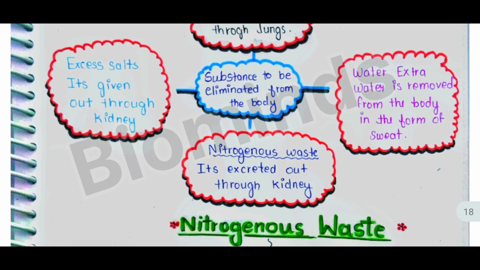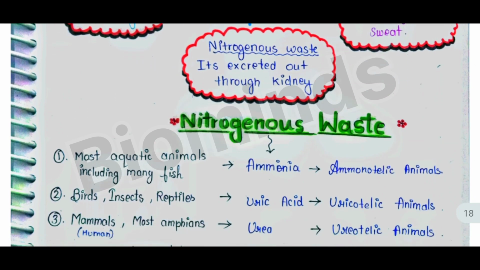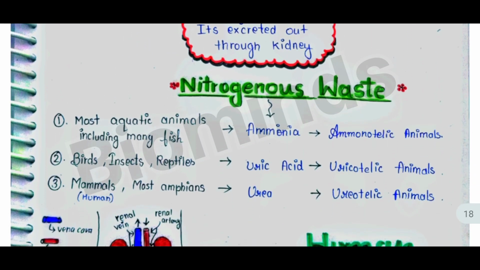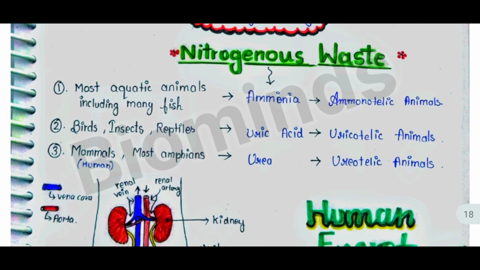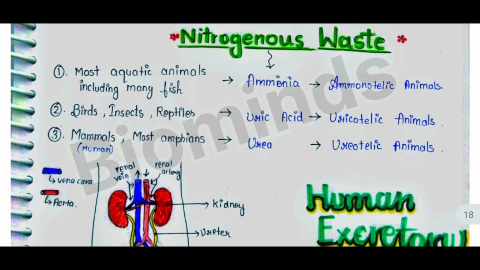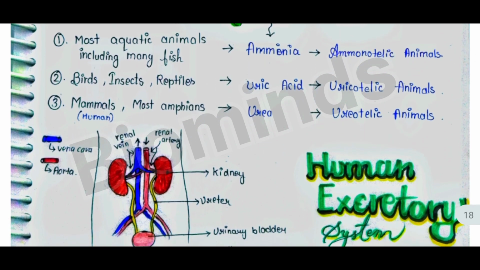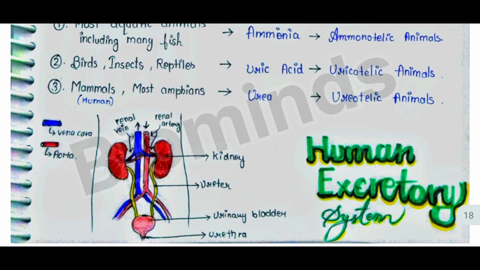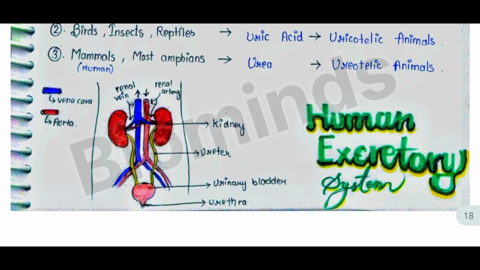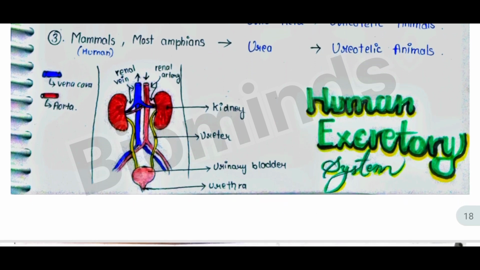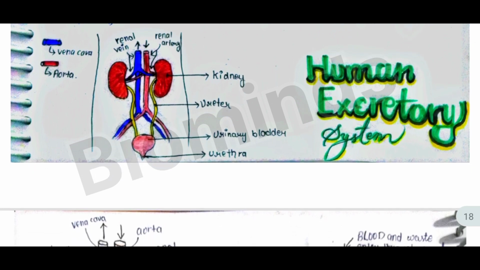Then, nitrogenous waste. Most aquatic animals, including many fishes, excrete it in the form of ammonia, so they are ammonotelic animals. Birds, insects and reptiles release nitrogenous waste in the form of uric acid, hence they are called uricotelic animals. Mammals and most amphibians release nitrogenous waste in the form of urea, hence they are called ureotelic animals. This is important for competitive exams also.